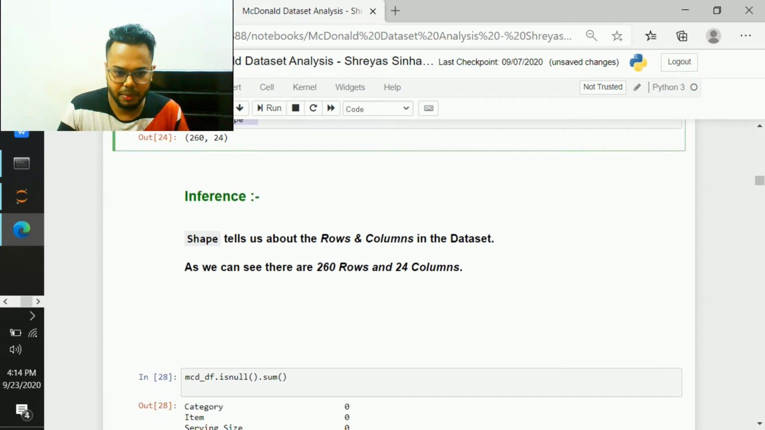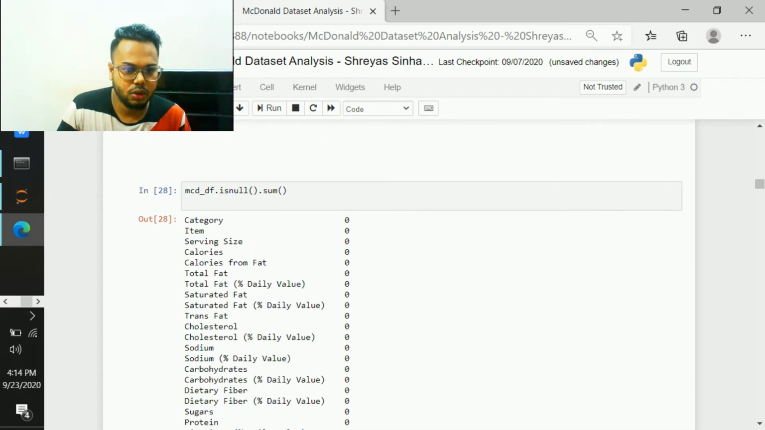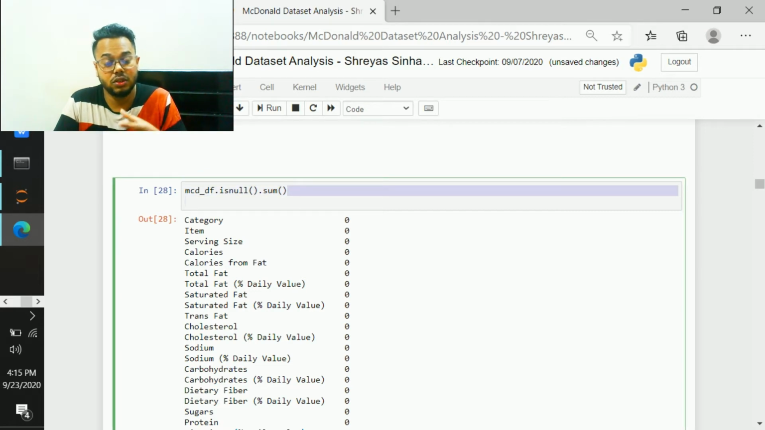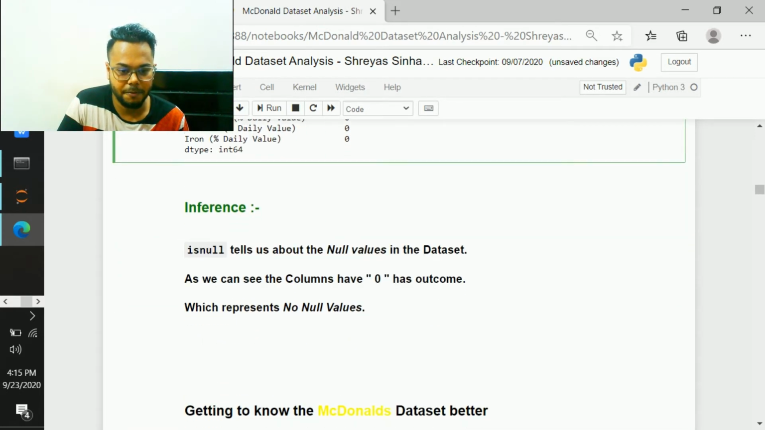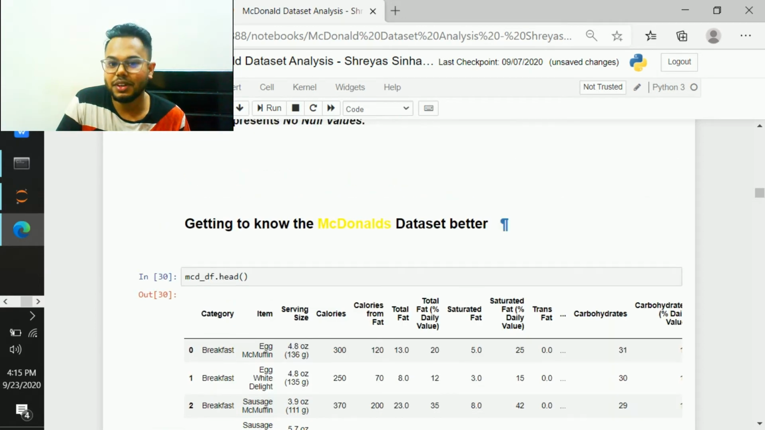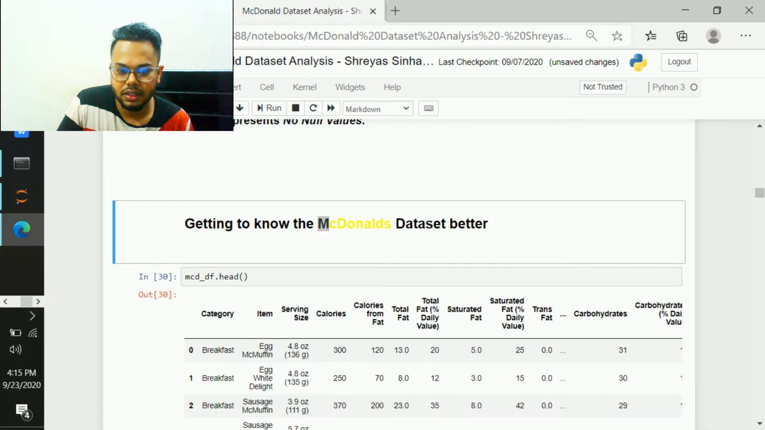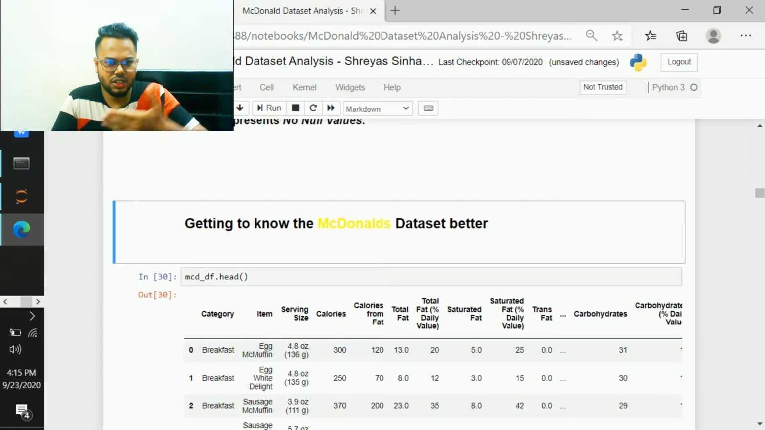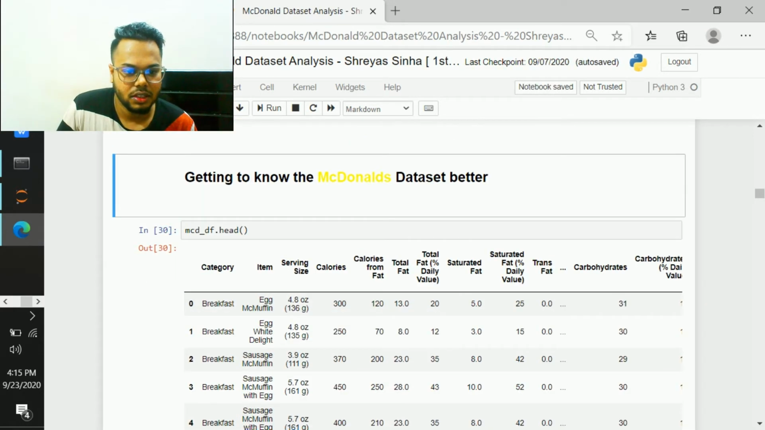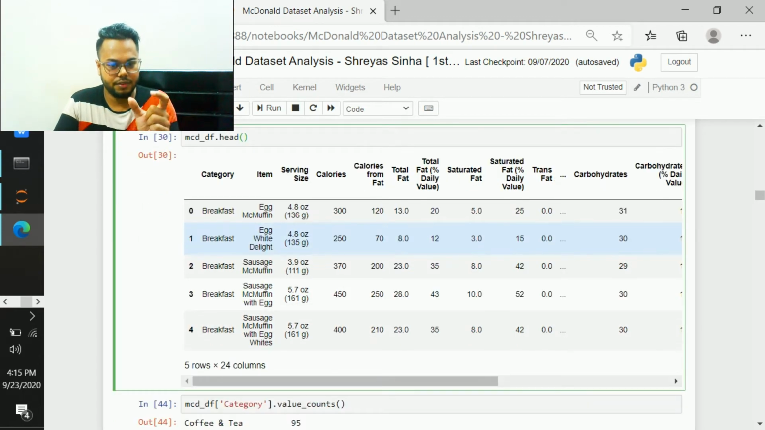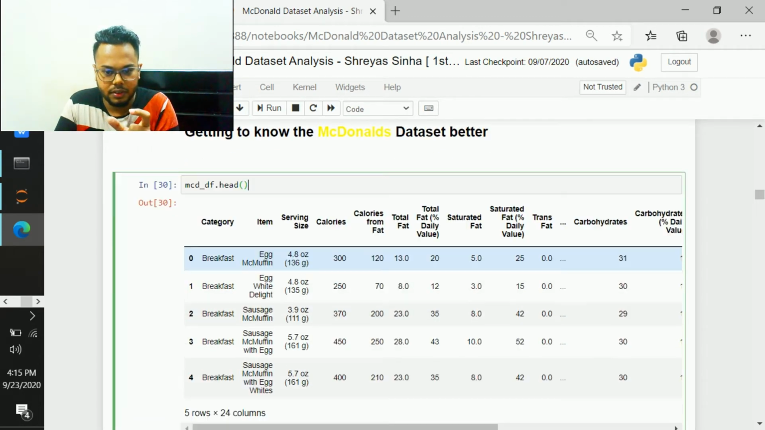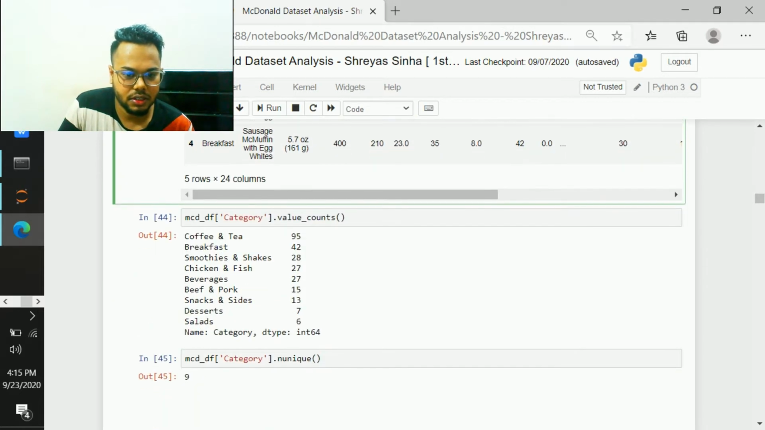So this is the shape function. We get the rows. I also wanted to understand if there are any non-number values, any null values present in the dataset. So as we can see, none, right? And I really wanted to put McDonald's in yellow color. It is a bit, wait, I will just make it more visible right now. Right, it is more visible. I actually use a filter, that's why. Okay, so now we have the entire McDonald's data set, right?